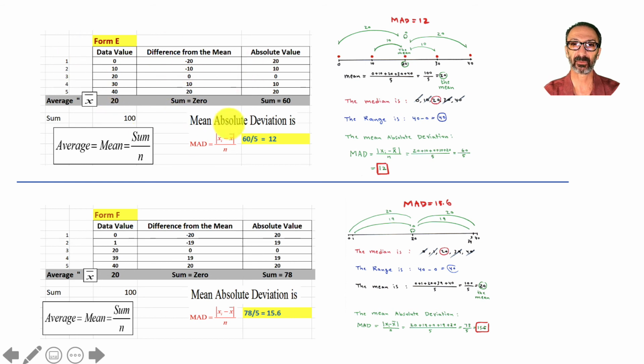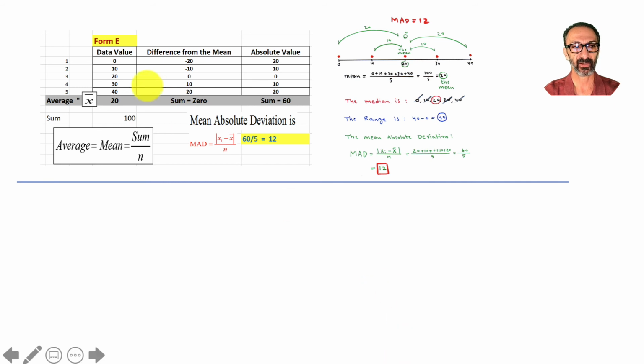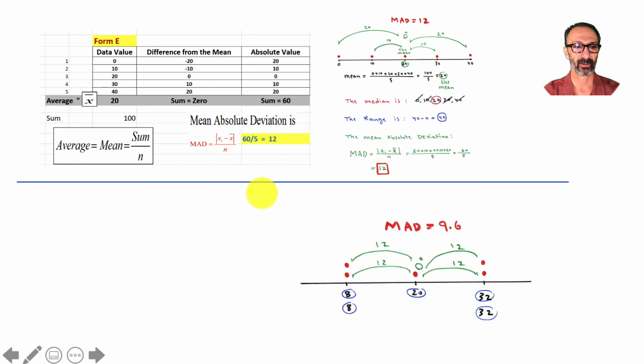See this part right here? I want to make it more detailed. I'm gonna go on top of Form E and add more to it. Instead of comparing it to Form F, here's what I mean. Here's Form E. We did this and we talked about it. It's 12 on average as distances away from the mean. Let's take a look.